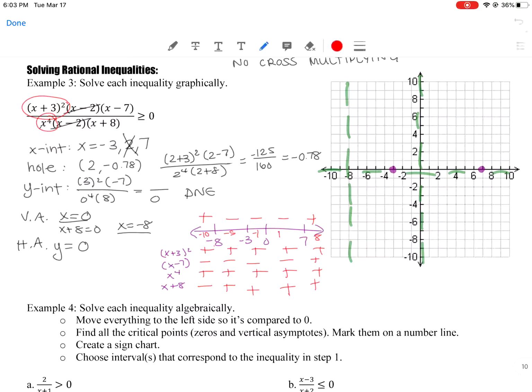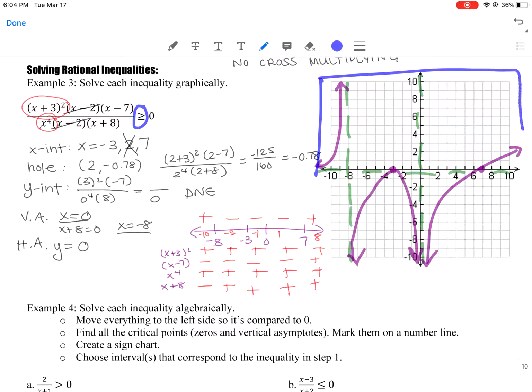If we then go to draw in our graph, we know that when it's less than negative 8, it's positive, so we're in the upper left. Then it is negative, and it stays negative, but it bounces off that x-intercept. In this case, it starts negative, but it goes positive, crossing through that x-intercept. So since we're talking about when the graph is greater than or equal to 0, we're talking about when our function is on the top portion, above the x-axis or equal to the x-axis.